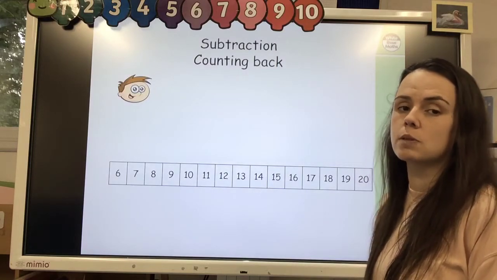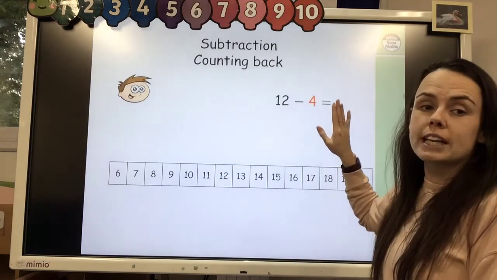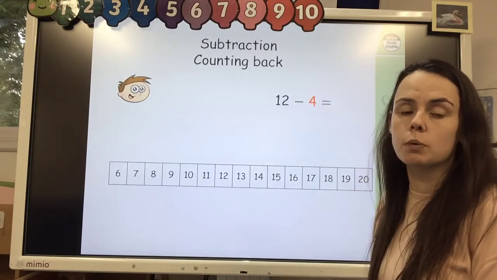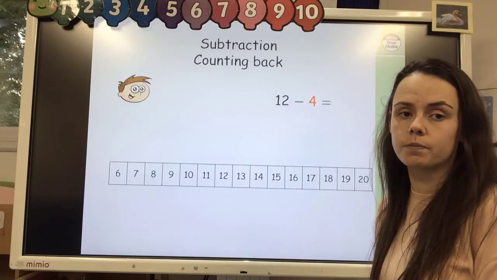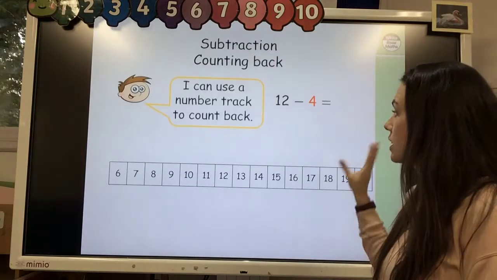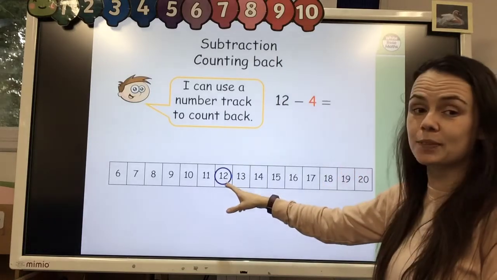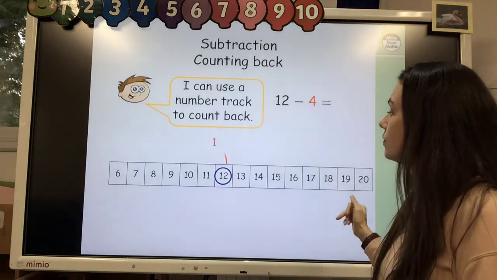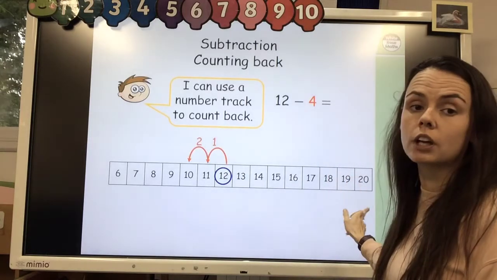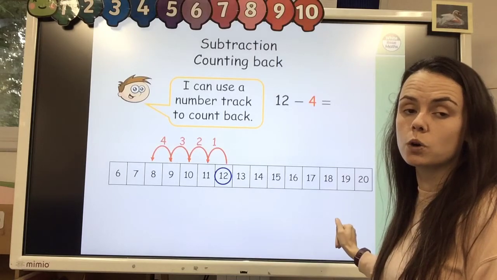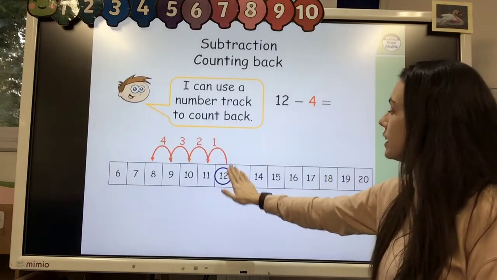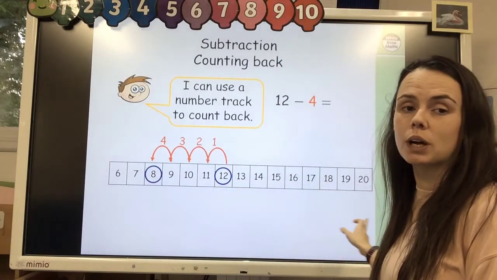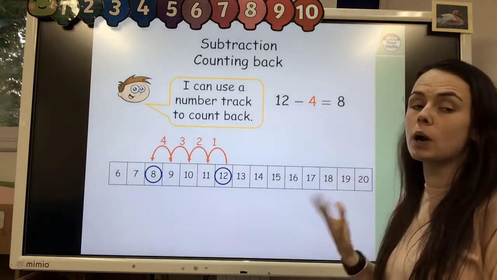So subtraction, counting back. We're looking at 12 take away 4. What's the first thing we've got to do when we start to subtract? Find our biggest number. So let's find 12, which is here. And how many are we counting back? 4. Well done. 1, 2, 3, 4. So 12, count back 4 is how many? It's 8. Well done. So the answer is 8. 12 take away 4 is 8.